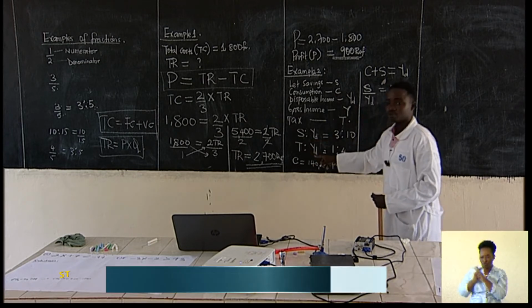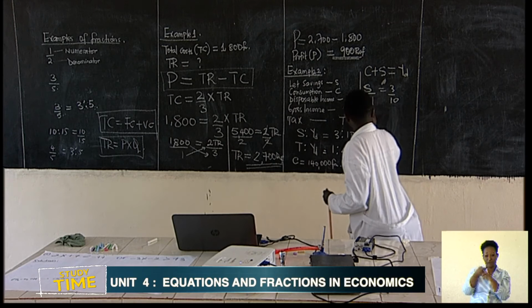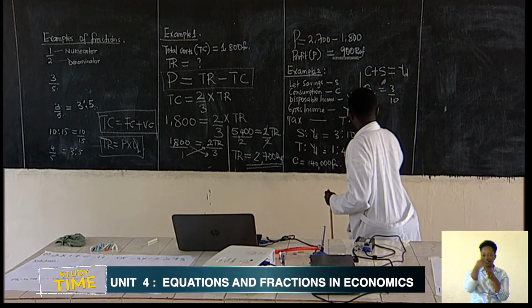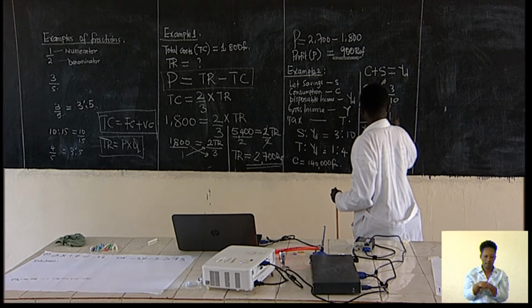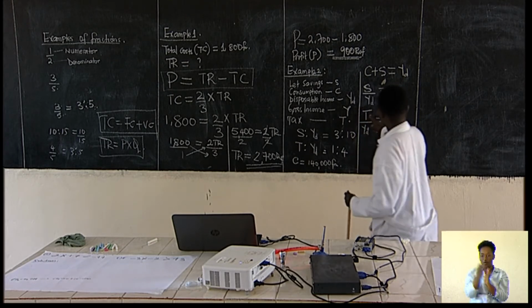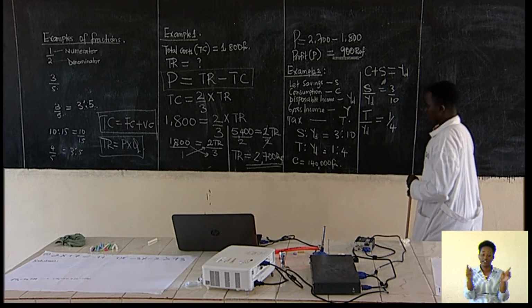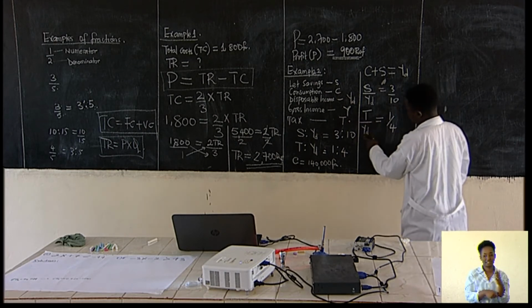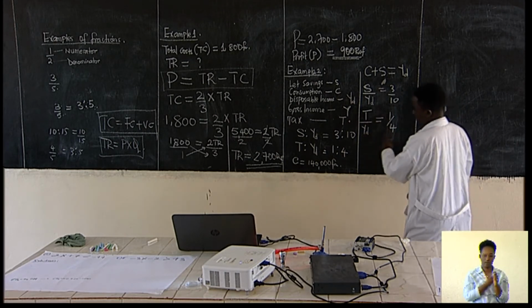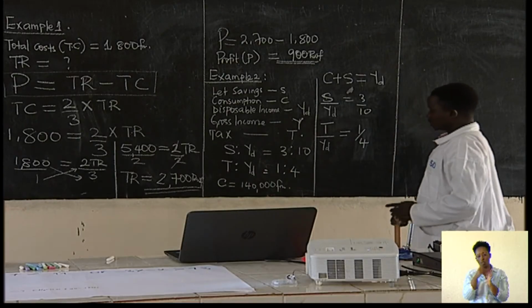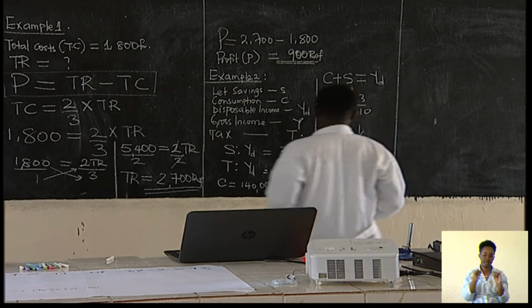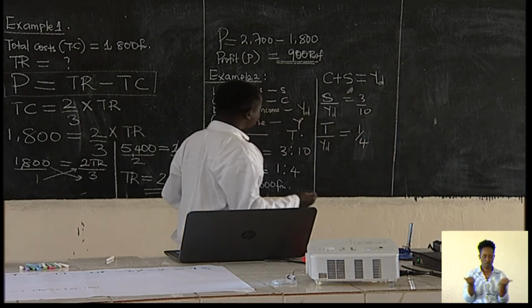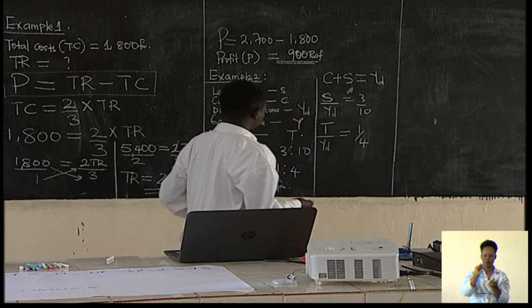Again, from this, we do the same. Taxes out of the disposable income is equal to 1 out of 4, meaning that this 1 represents the taxes. Taxes out of our disposable income is 1 out of 4 from this. Then from here, we can try to solve our equations and get what we have been asked.